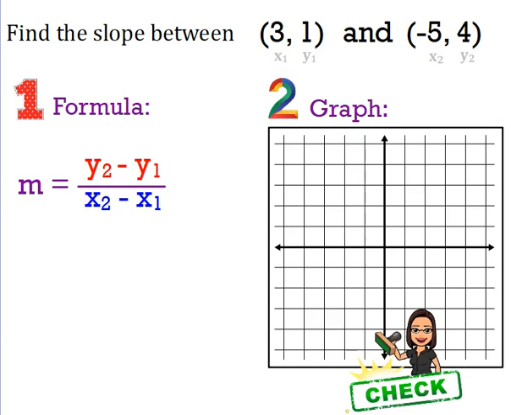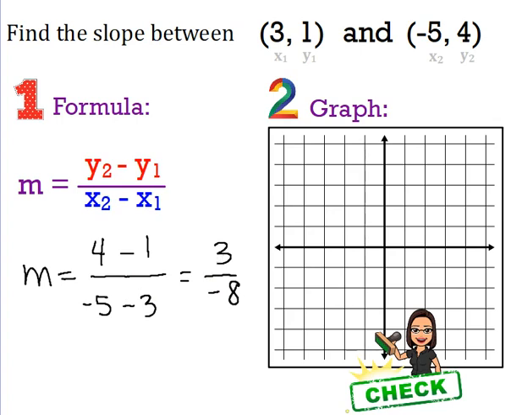So let's practice finding the slope. Remember, this is my first ordered pair, (x1, y1). This is my second ordered pair, (x2, y2). So to find the slope, the movement, I'll do y2 minus y1 over x2 minus x1. 4 minus 1 is 3. -5 minus 3 more would be -8. So my slope is 3 over -8, which means that my slope is negative. This line goes down 3 over 8.